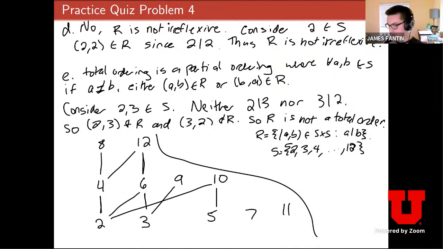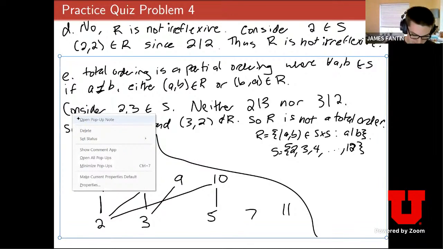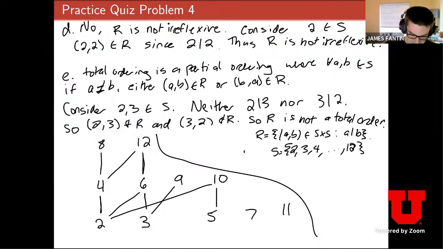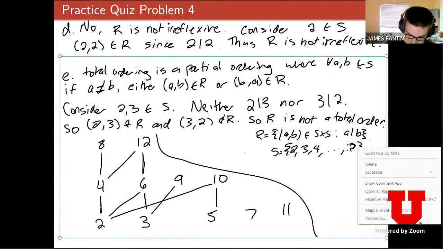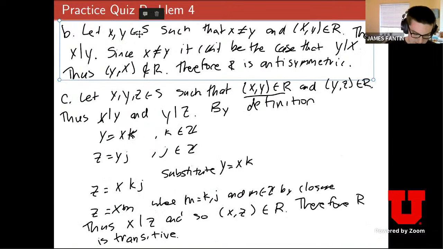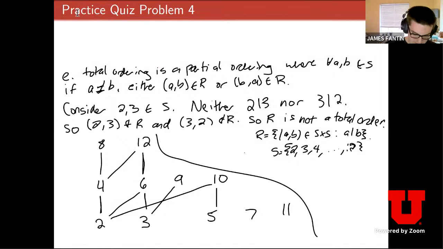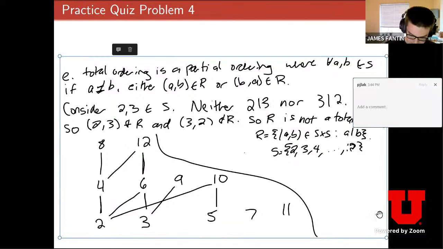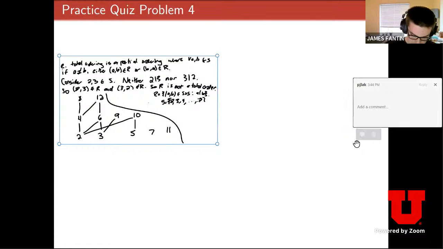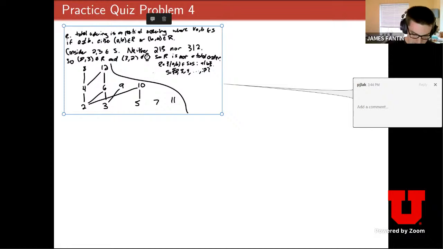Let me just erase the rest of this. Can I not select? Okay, that works. We'll put this over there so we can still see the diagram.